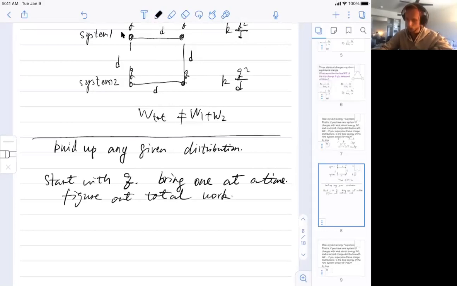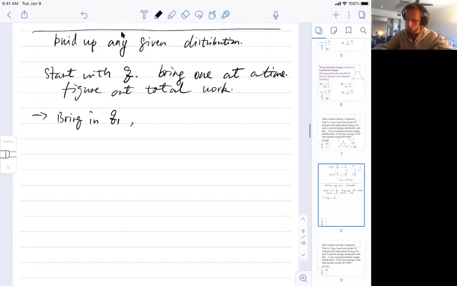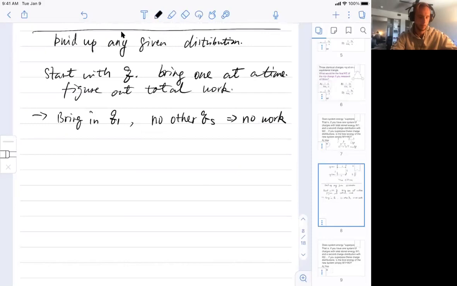Okay, so let's bring in Q1. If Q1 is the first charge you bring in, and there was no charge in the space, there was no electric field and no electric potential in space. So you do not need to do any work for bringing in Q1. Since there are no other Qs, it requires no work.